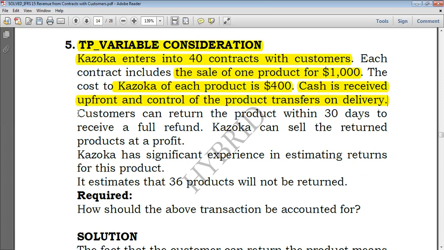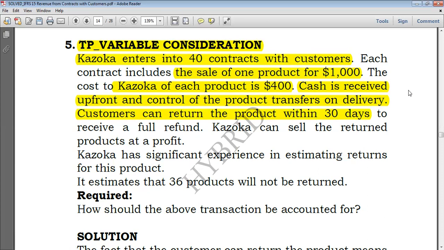But here we are told customers can return the product within 30 days. So that is an agreement you have entered into. Kazoka has conferred the right on a customer to return the product within 30 days. And that means Kazoka should provide for a refund. What if the customer returned the goods? Kazoka will have to pay, and this creates an obligation.